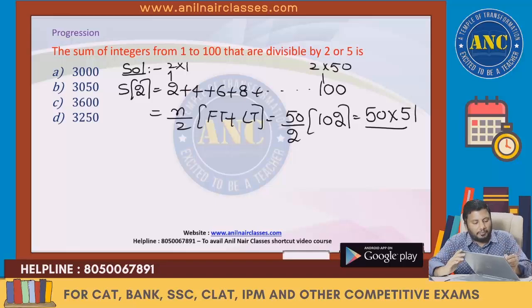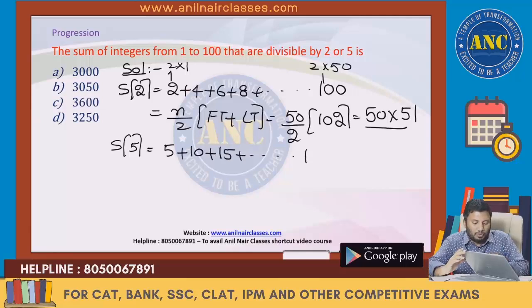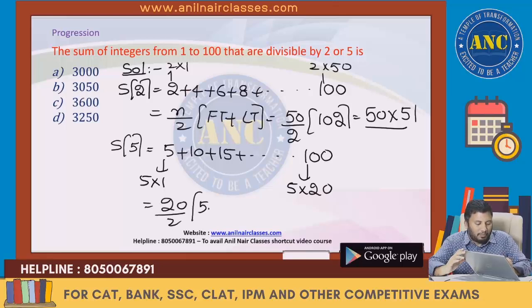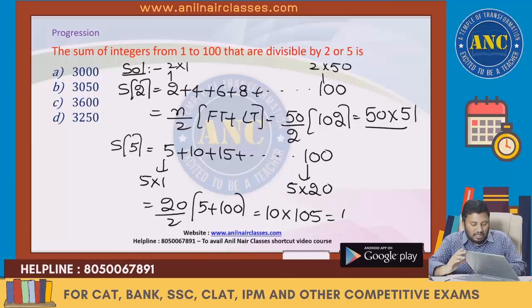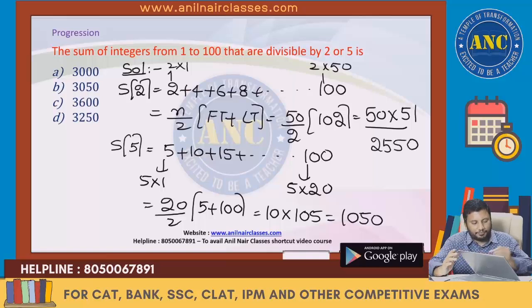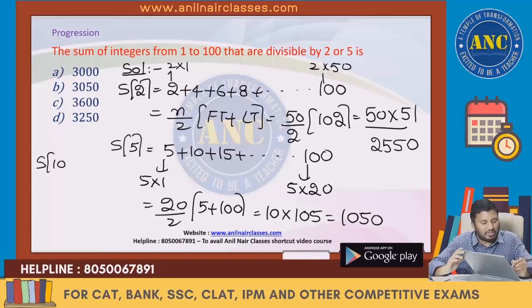Now the integers which are divisible by 5: 5, 10, 15, and so on up to 100. These are 5 ones are 5, 5 twenties are 100. So this is 20 by 2 into 5 plus 100, which is 10 into 105, which is nothing but 1050.